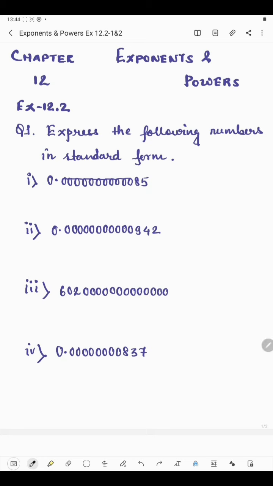To express any number in standard form, we always keep the decimal in such a way that before decimal there will be only one digit. Now we have to check, decimal is moved to how many places to the right? See, 1, 2, 3, 4, 5, 6, 7, 8, 9, 10, 11, 12. Decimal is shifted 12 places to the right.